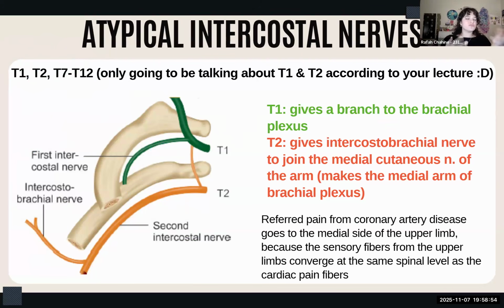Typical intercostal nerves do not give branches to the brachial plexus, but since this is T1, we already mentioned it in thoracic outlet syndrome, it's going to give a branch to the brachial plexus. T2 follows a similar pattern where it's going to give the intercostobrachial nerve, which is going to join the medial cutaneous nerve in the arm, which is in the brachial plexus. So technically, the intercostobrachial nerve branch from the T2 spinal nerve will also form part of the brachial plexus, making it atypical. Are we clear?